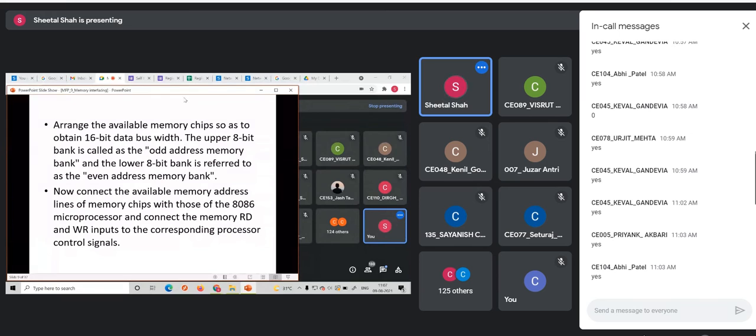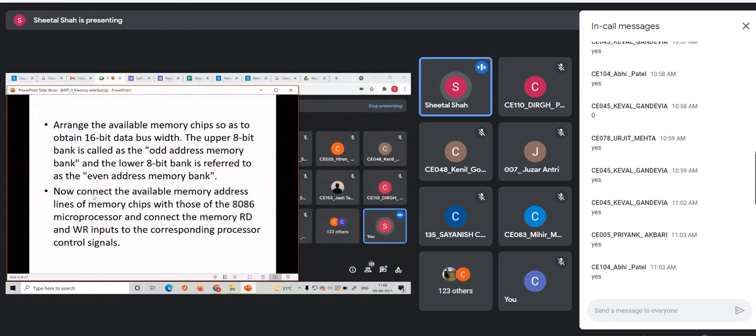So arrange the available memory chips so as to obtain a 16-bit data bus width. Okay, so if the word size of the memory is of only 8 bits, then we have to arrange it in two sets. Okay, and to make it a 16-bit data word, the upper 8 bits are represented by the odd bank, and the lower 8 bits are represented by the even bank. D0 to D7 would be for the even bank, and D8 to D15 would be for the odd bank. Okay.